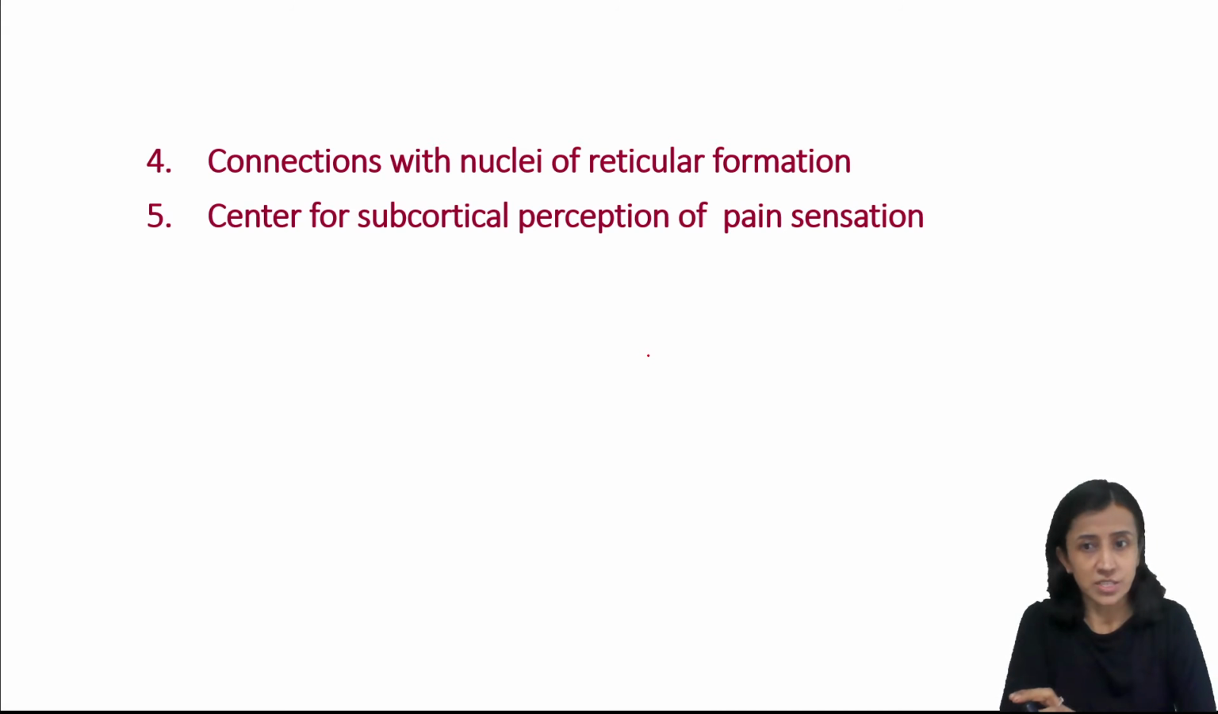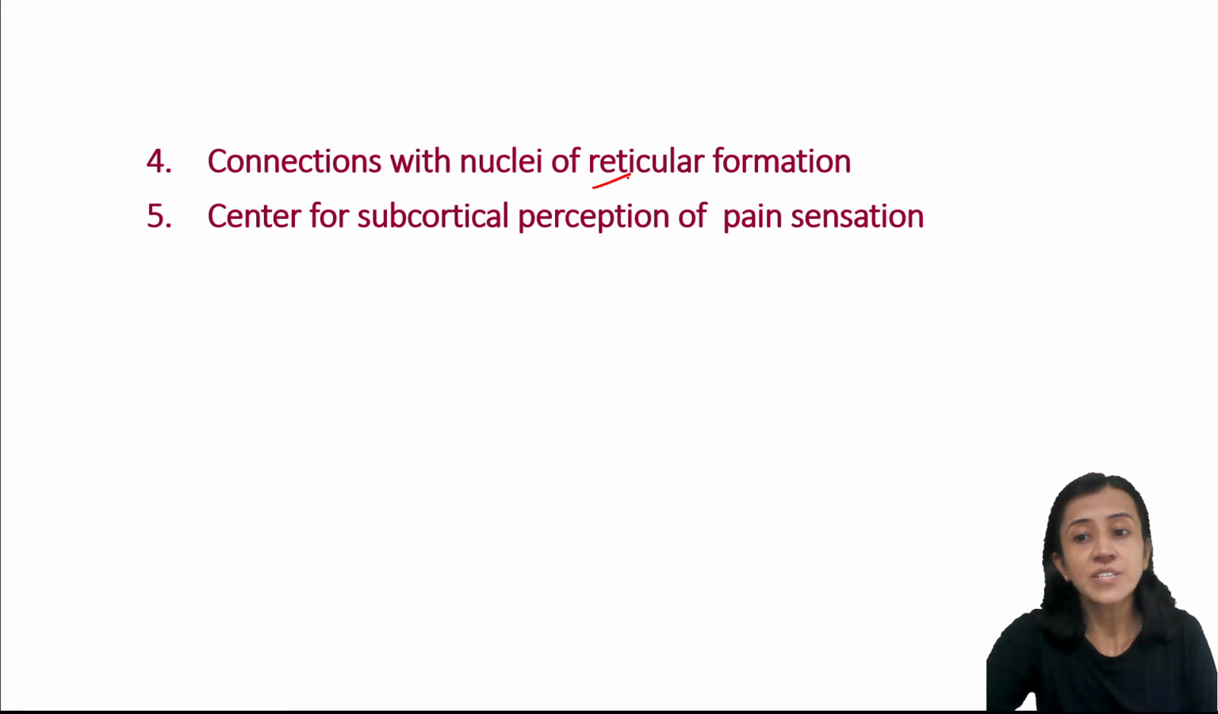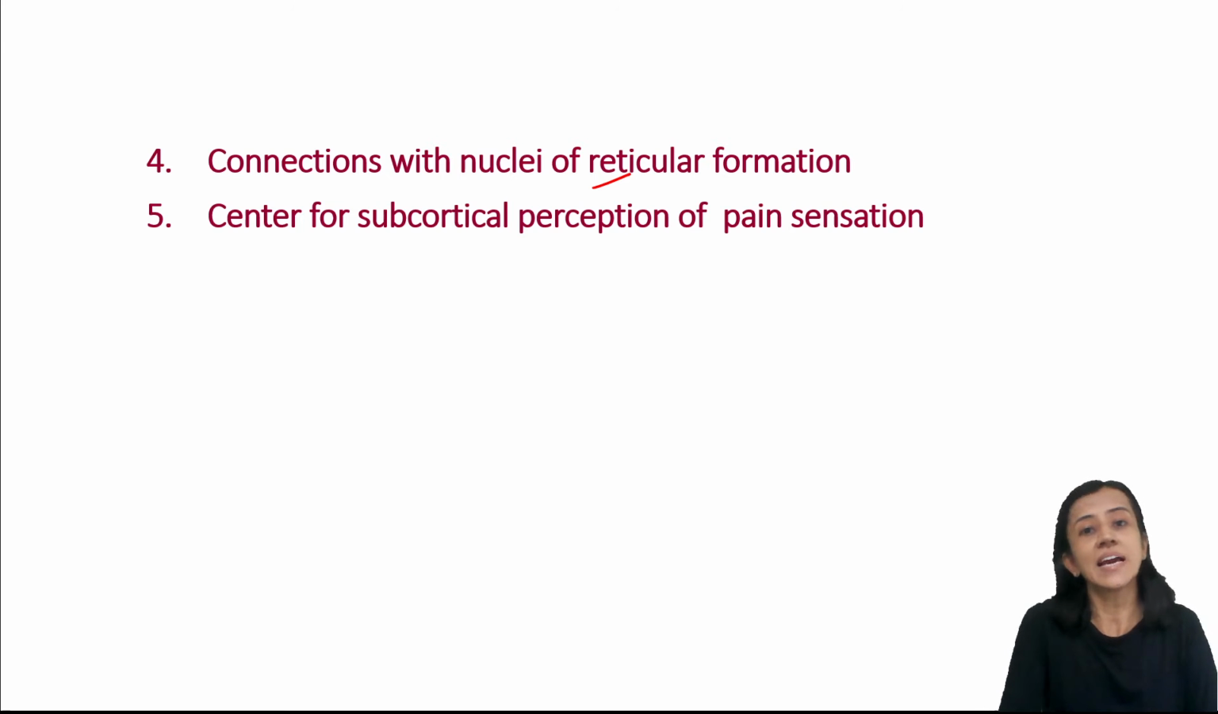They are going to thalamus first, and then thalamus has connection with the hypothalamus and mammillary body. So it also acts as a center for the visceral and somatic function. Also, thalamus has connection with the reticular formation, and because of its connection with the reticular formation, it is very important for arousal and alerting response.